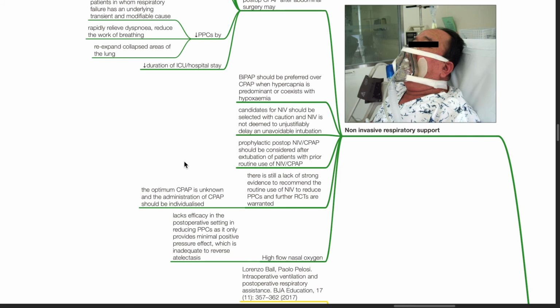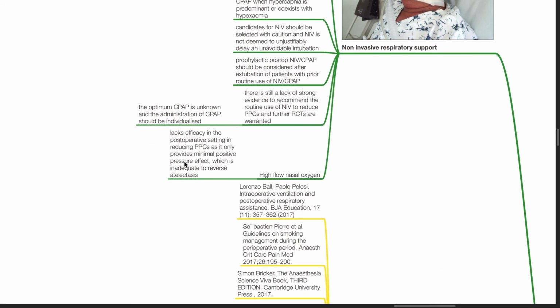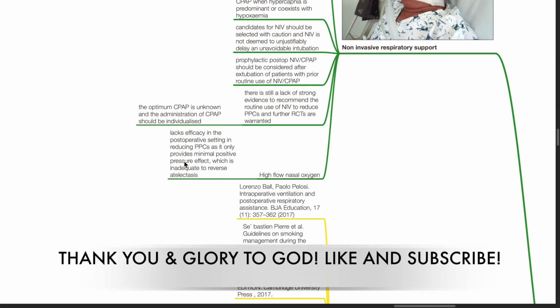There is still a lack of strong evidence to recommend the routine use of NIV to reduce PPCs, and further RCTs are warranted. The optimum CPAP is unknown, and the administration of CPAP should be individualized. Regarding high-flow nasal oxygen, this mode of NIV lacks efficacy in the post-op setting in reducing PPCs, as it only provides minimal positive pressure effect, which is inadequate to reverse atelectasis.